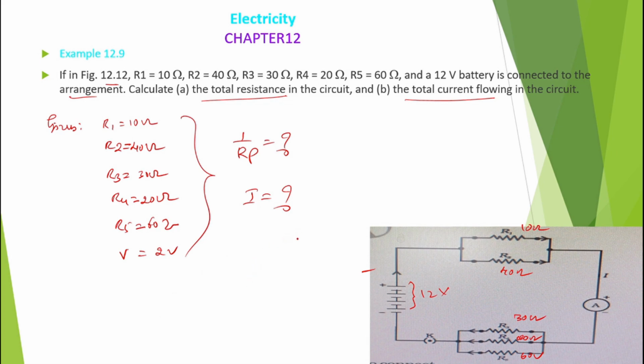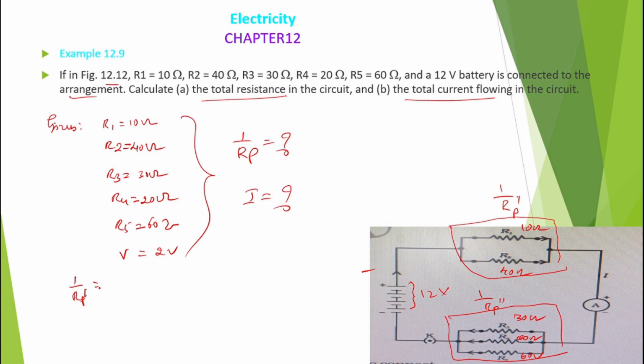Now this you take it as 1 divided by Rp dash, and this you take it as 1 divided by Rp double dash. Now we will calculate 1 divided by Rp dash, that means this circuit.